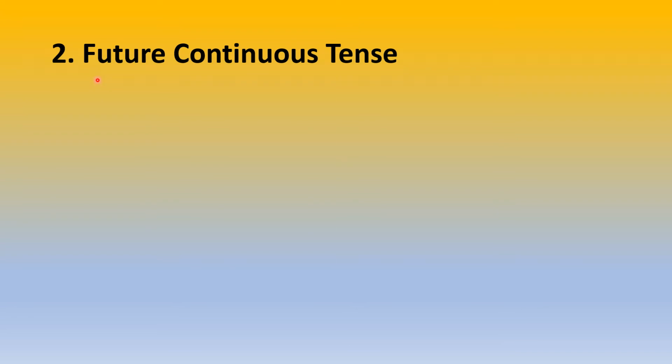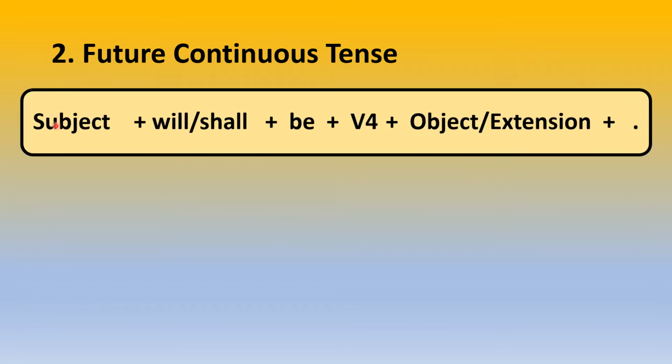Let's now talk about the second main aspect of future tense, which is future continuous tense. And we apply the following formula to write the correct affirmative sentence of future continuous tense. First, subject is written. Then we write will or shall along with be as auxiliary verb. Then we write the ing form of verb, which is the fourth form of verb. And after that, object or extension is written along with the full stop.